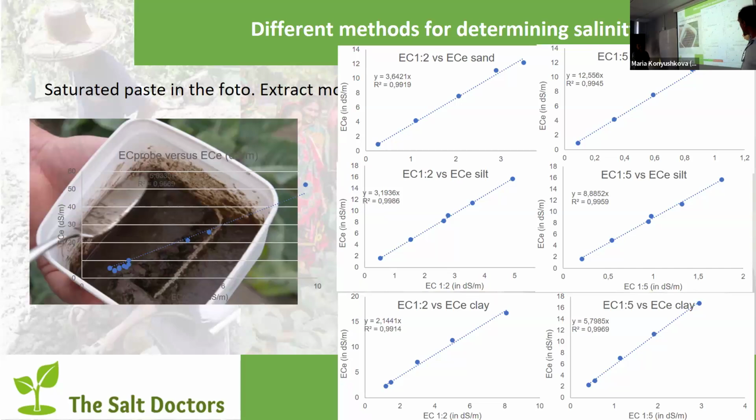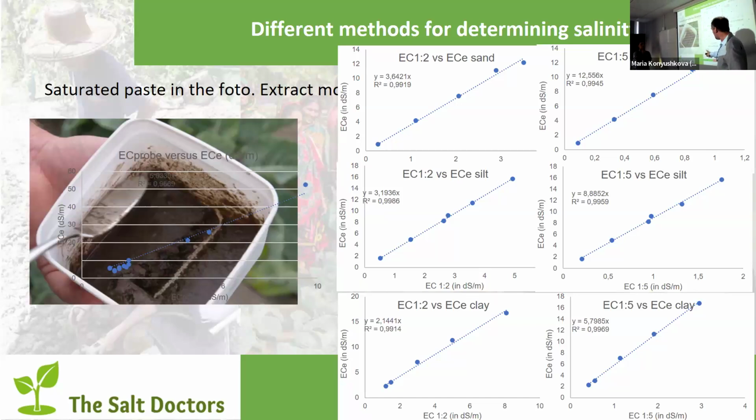So we have to interpret that as: I take my EC 1 to 5 value, I multiply it by 8.8, and I get the ECe value. And we can see that to go from an EC 1 to 2 to ECe, you have to multiply by 3.6.